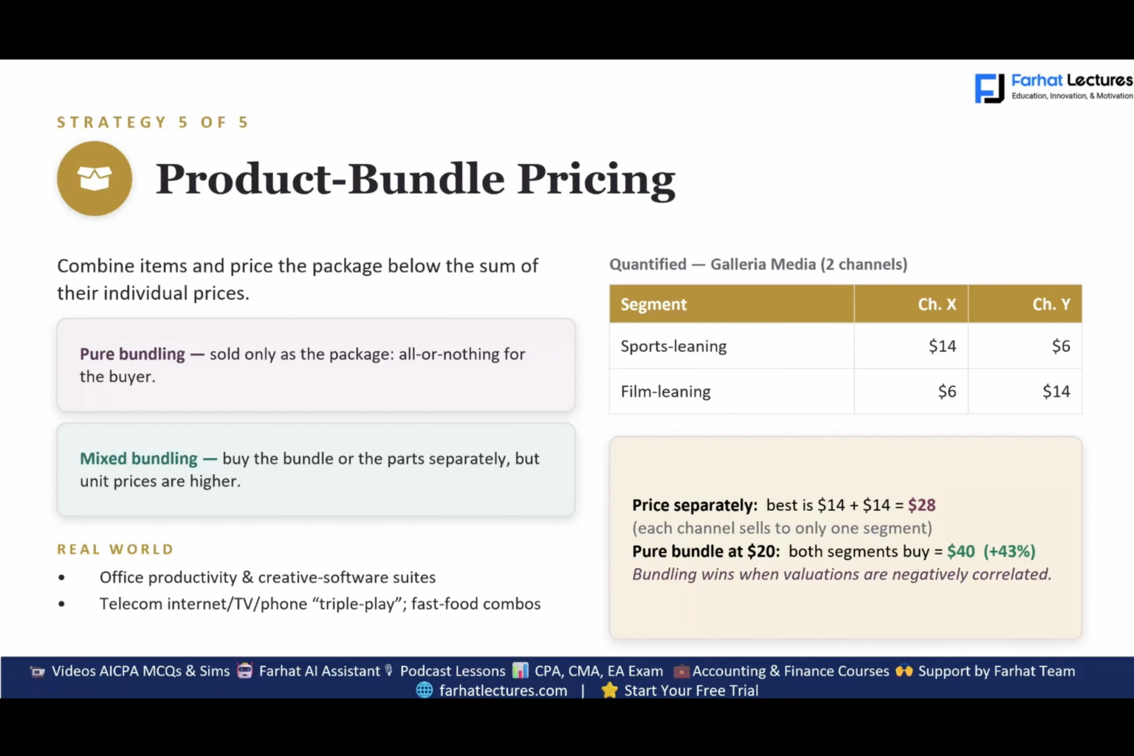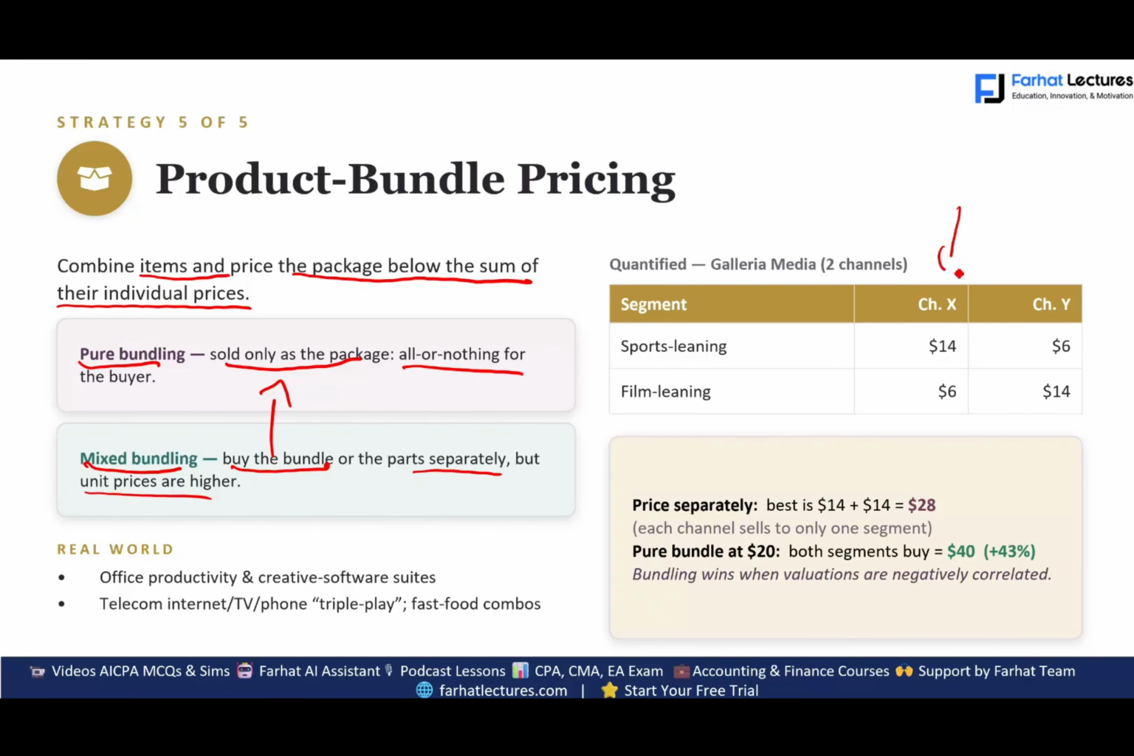The fifth strategy is product bundle pricing. What's product bundling? It's basically combining items and pricing the package below the sum of their individual prices. With product bundling, we could have pure bundling, where you sell the whole package, all or nothing for the buyer. Or you could have mixed bundling, where you buy the bundle, the whole thing, or you buy each item separately, but the unit prices are higher. So let's quantify with an example.